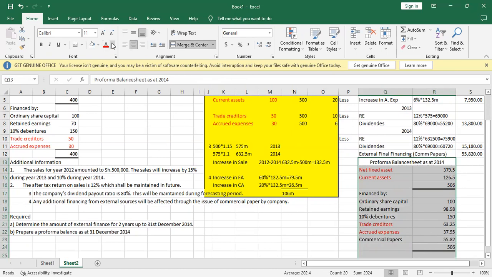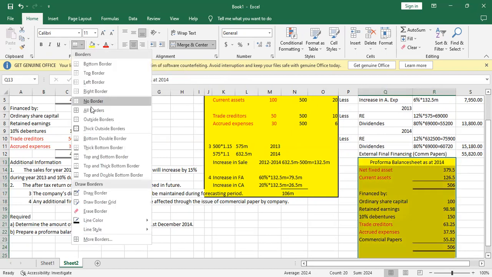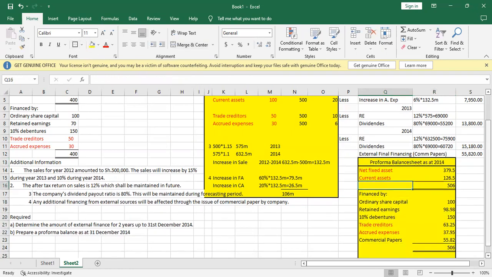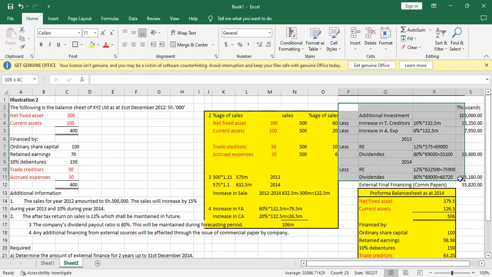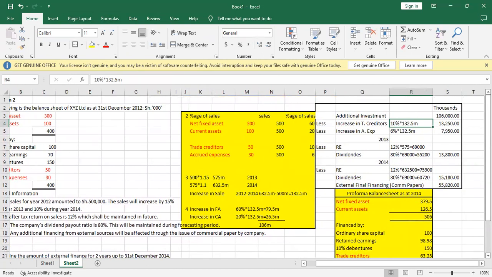Any question can be posted in the portal and I'll be in a position to respond. So that is the pro forma balance sheet. I'll be sharing this working on your end for purposes of guiding you in the revision. If there are any questions, I've said the questions can be relayed in the portal, right?